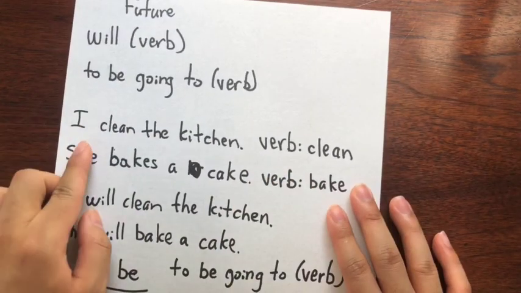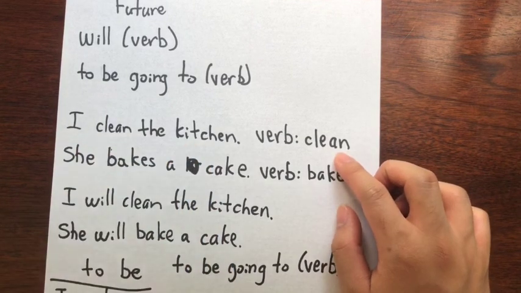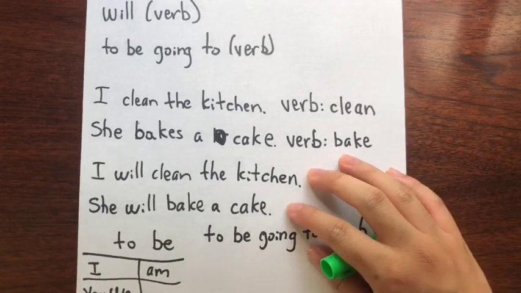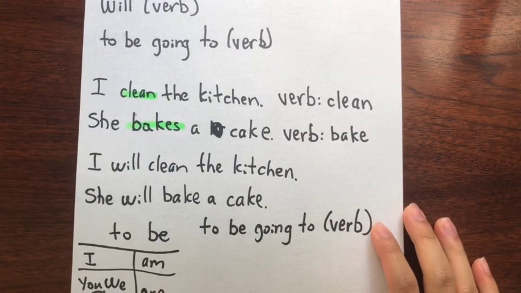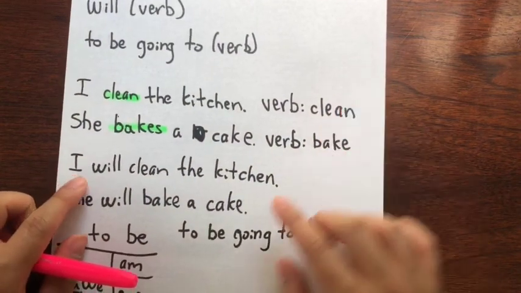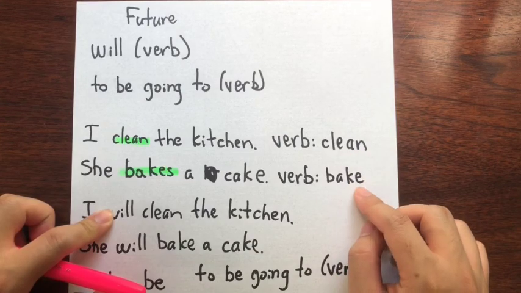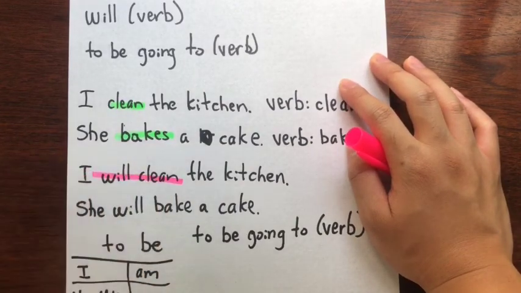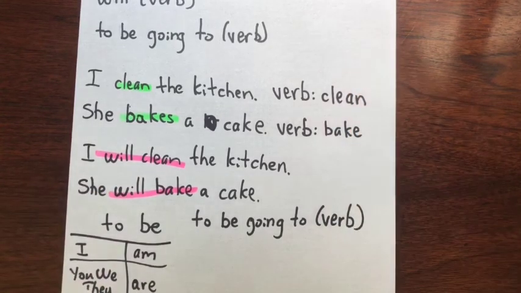So, if we have the sentence, I clean the kitchen, the verb is clean. In the present, we have I clean the kitchen, and she bakes a cake. If we use will, then we can just use will verb. This is the verb here. Clean, bake. So, in the future, we say, I will clean the kitchen, or she will bake a cake.